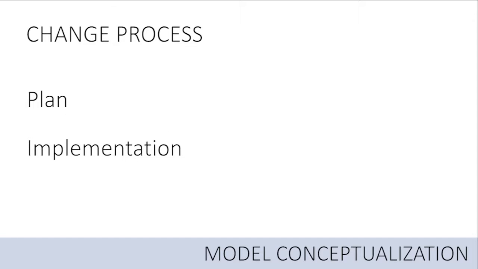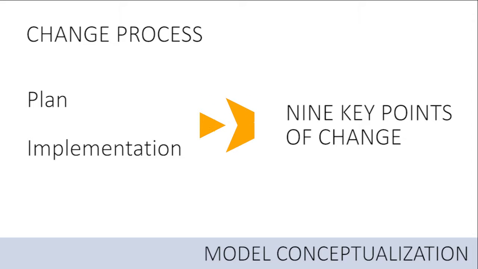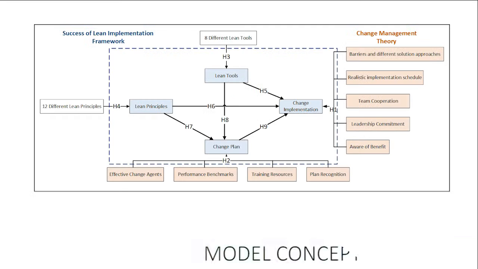The process of change can be generally described as plan, implementation, and sustain. To reduce variance of calculation, only the process of change plan and change implementation were kept. Also, 9 key points of efficient change were derived from the theory to constitute first-order variables.